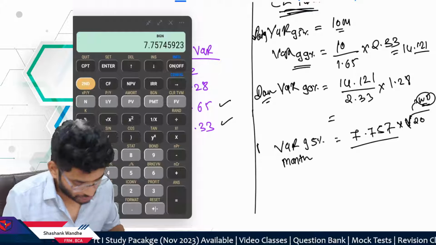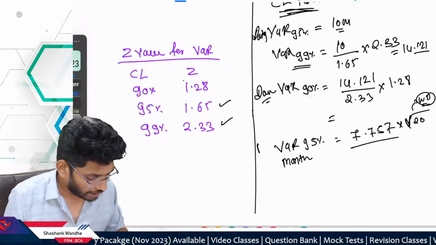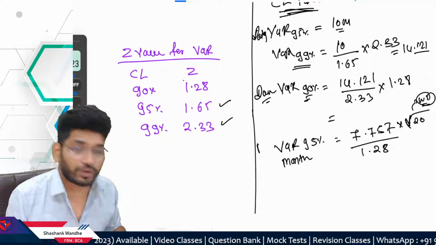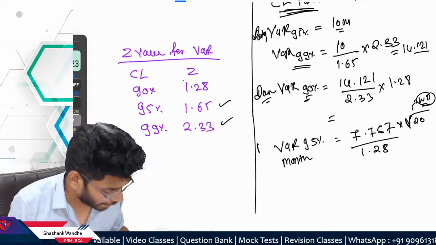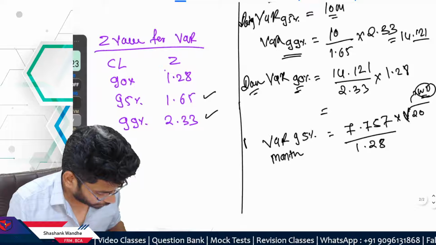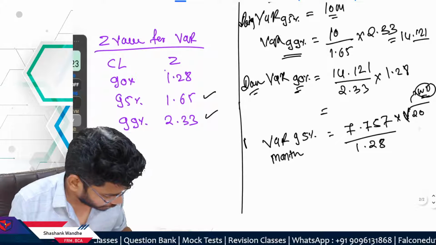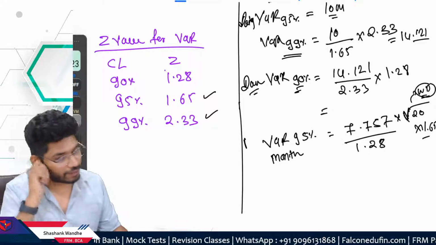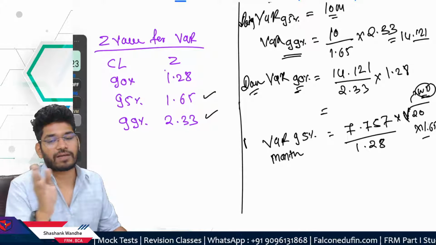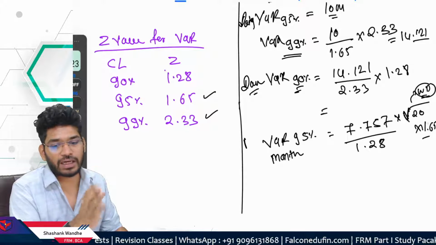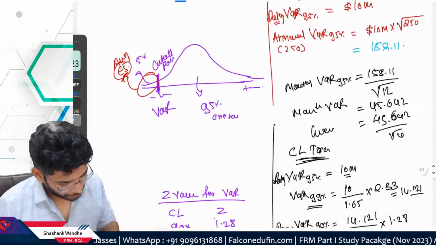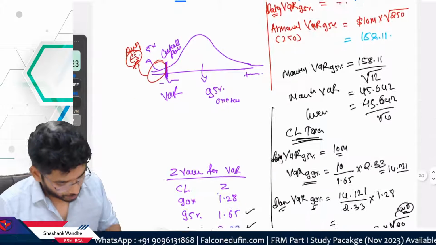the confidence level change. Our existing calculation is for 90%, so 1.28. Remove the impact of 90%, add the impact of 95%, 1.65. So simply 7.757 multiplied by under root 20, multiplied by 1.65 divided by 1.28, and you will get your answer. That's it. So this is the value at risk calculation.